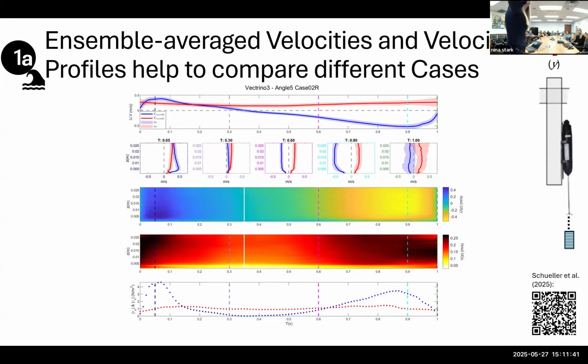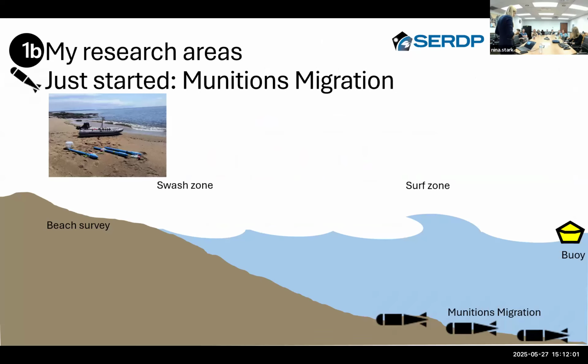And then you can see here that the longshore bed shear stress dominates over a specific part in the flow cycle. And this is why we say it's important to include the longshore component as well in models and future experiments and everything. So this is just a quick overview of what we are doing.